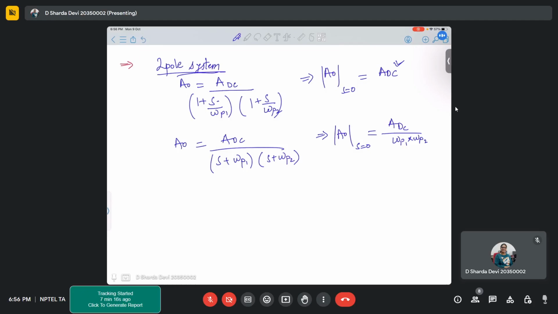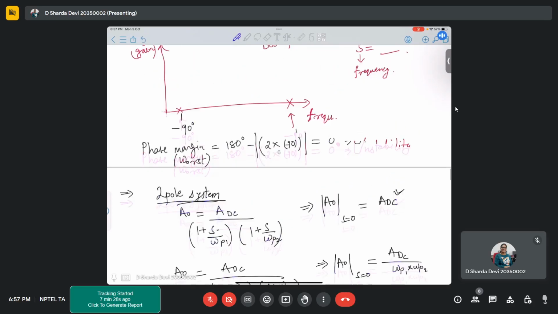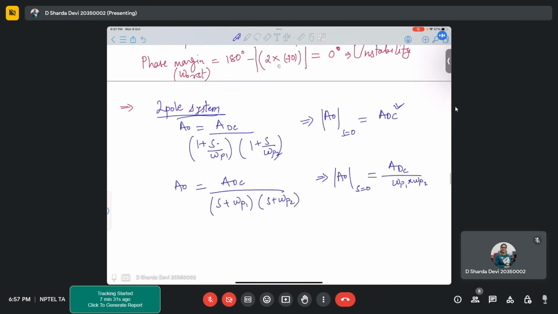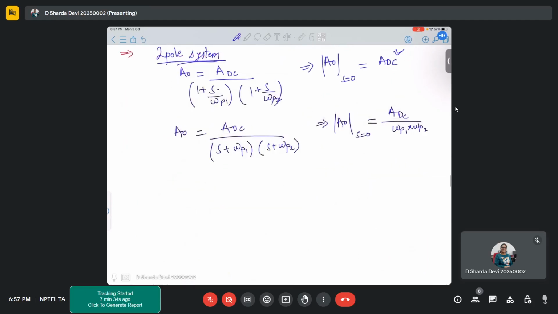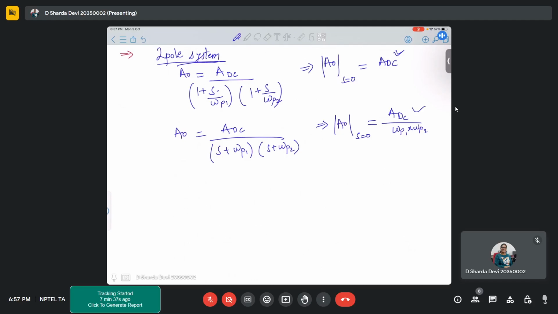Why am I focusing on DC gains? Because ultimately when you have a system, you will draw its Bode plot, right? That Bode plot will give you the information about phase margin and everything. And for that Bode plot, you'll start from your DC gain, and that's why the DC gain is very important. So you can represent your transfer function in either way, but keep these things in mind. Here you cannot write your DC gain directly as ADC, because as you put S to 0, the gain that you get is not ADC, rather it is ADC upon omega P1 into omega P2. So that is the idea.